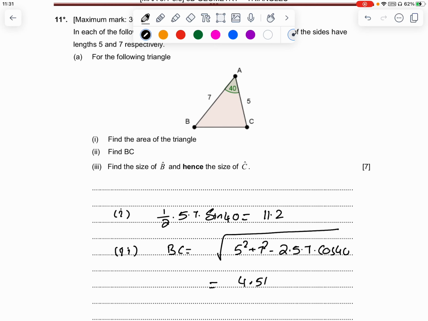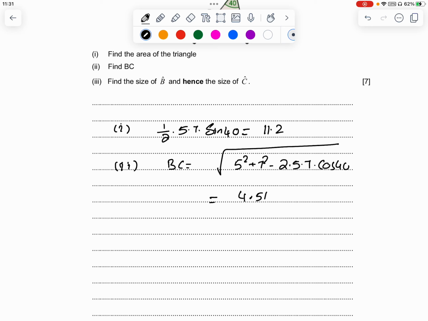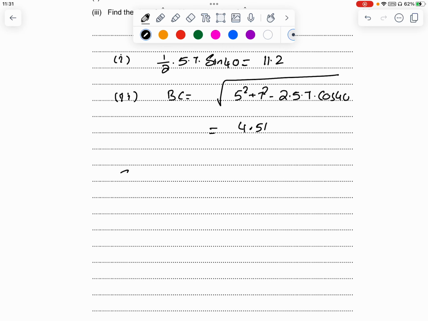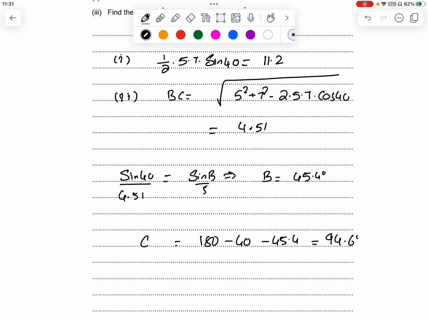Find the size of angle B, hence find the angle C. So for finding B, I use sine rule. Sine 40 upon 4.51 equals sine B upon 5. This gives me, directly I'm writing the answer, B value is 45.4 degrees. So angle C will be 180 minus 40 minus 45.4, which is going to be 94.6 degrees.